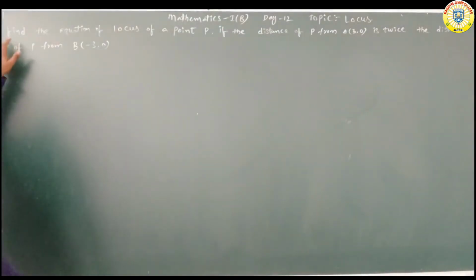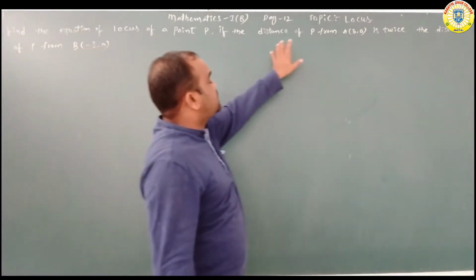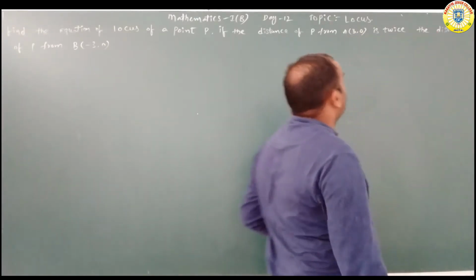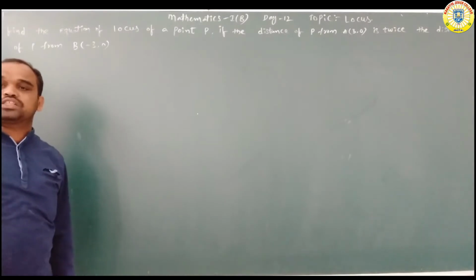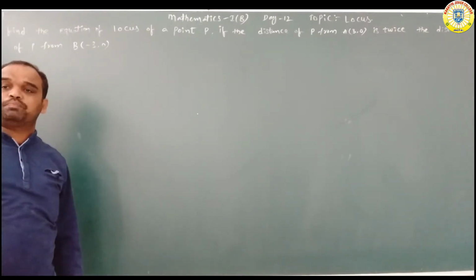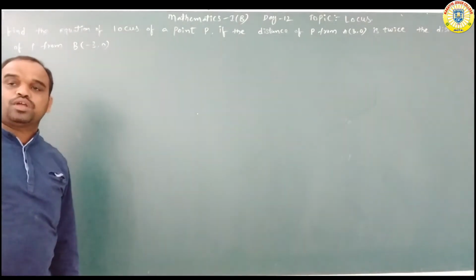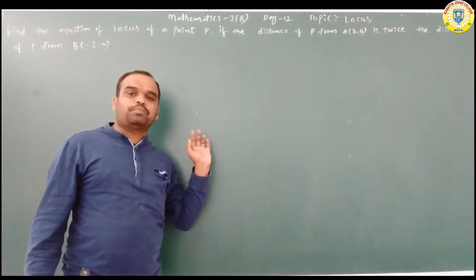Find the equation of locus of a point P if the distance of P from A (3, 0) is twice the distance of P from B (minus 3, 0). The distance of P from A is PA, which is 2 times the distance of P from B, that is PB.